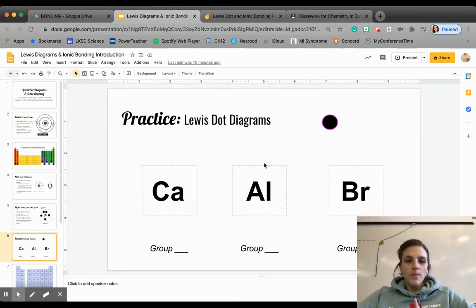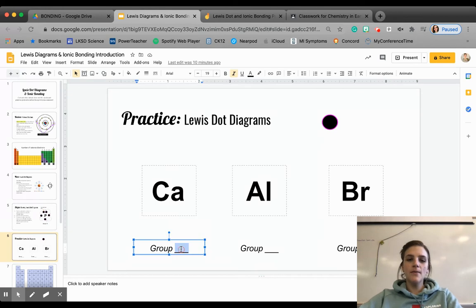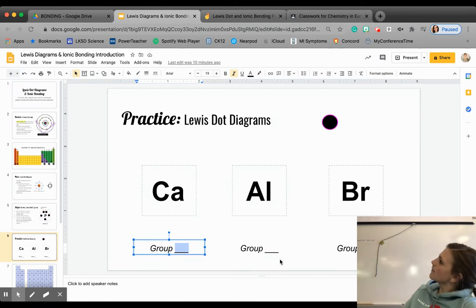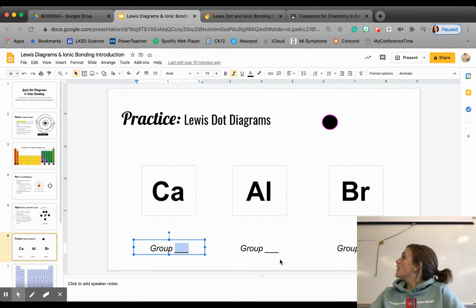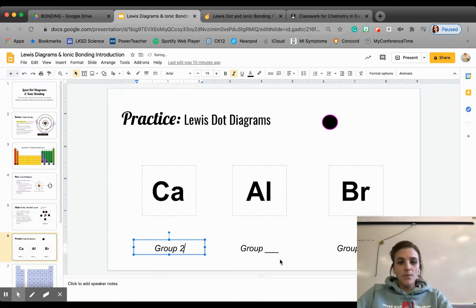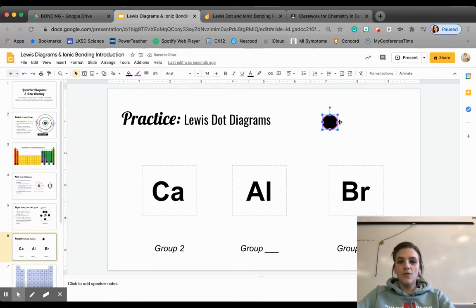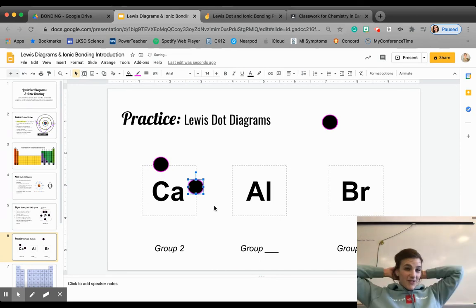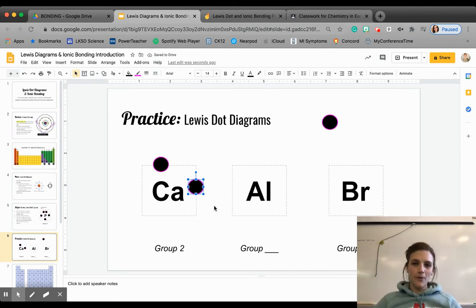We can do some more practice though. Here's 3 examples. So we've got calcium. I'm looking at the periodic table over here. You could go to ptable.com. But calcium is in group 2, which means it has 2 valence electrons. I would start wherever I want. I'm going to go 1, and then I just rotate clockwise 2, and then that's all the valence electrons that calcium has. So that's all I have to do for the Lewis dot diagram for calcium.